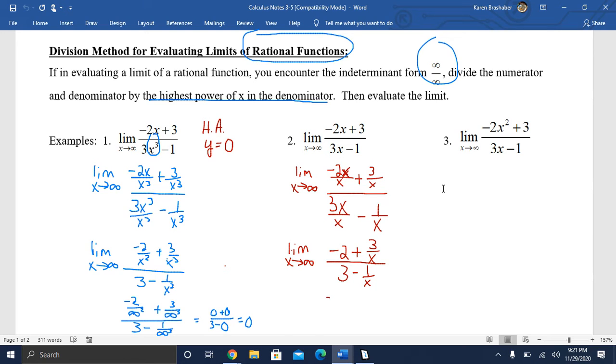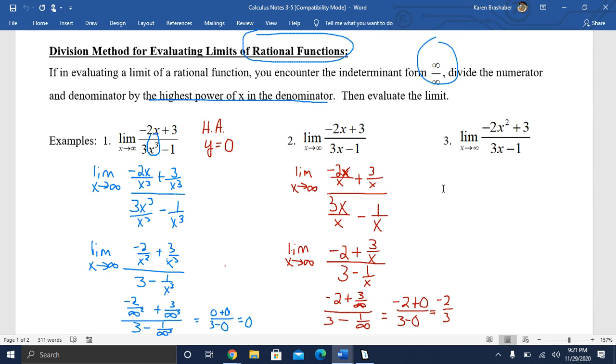And so I'll have negative 2 plus 3 out of infinity and 3 minus 1 over infinity, or I like to think of it as 1 out of infinity, which is a 0 chance. And so you end up with negative 2 plus 0 over 3 minus 0, and that gives us negative 2/3.